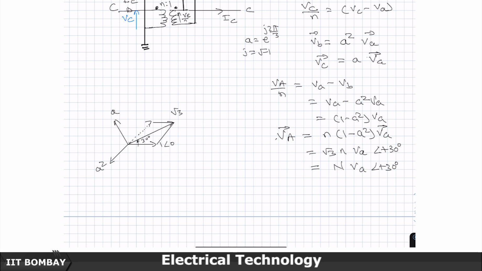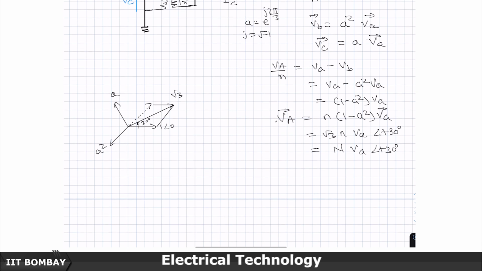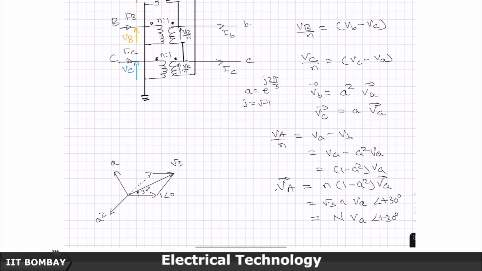But usually, because we balance the 30 degree shifts everywhere, they cancel out. So, in this particular case we just say that the turns ratio is root 3 times n, and keep this side separately as a rotation in the voltage operator. Now let's look at the current.